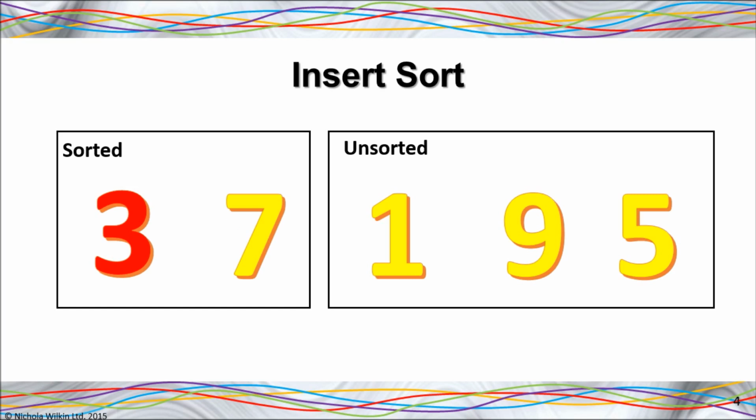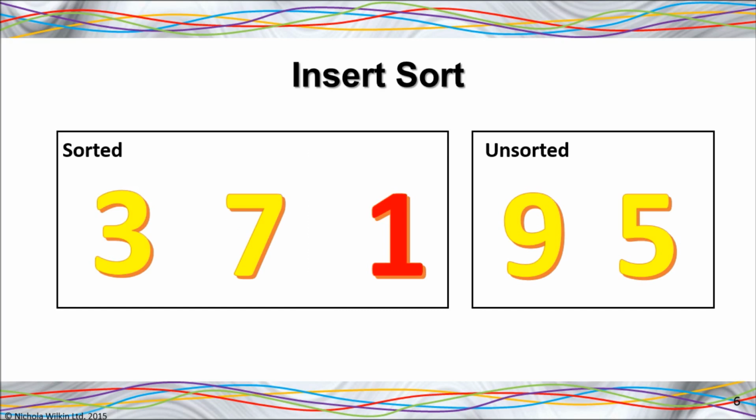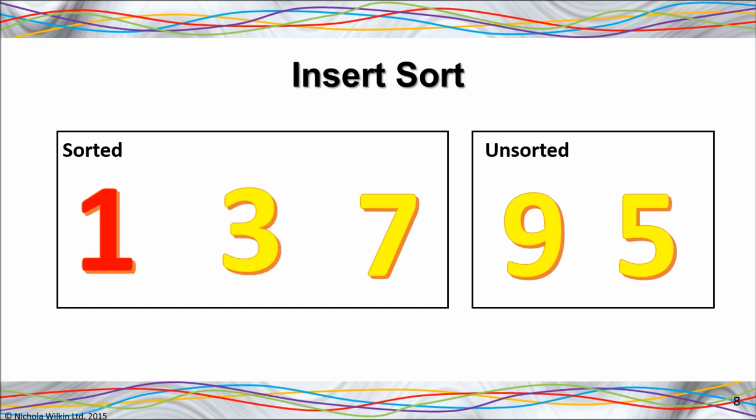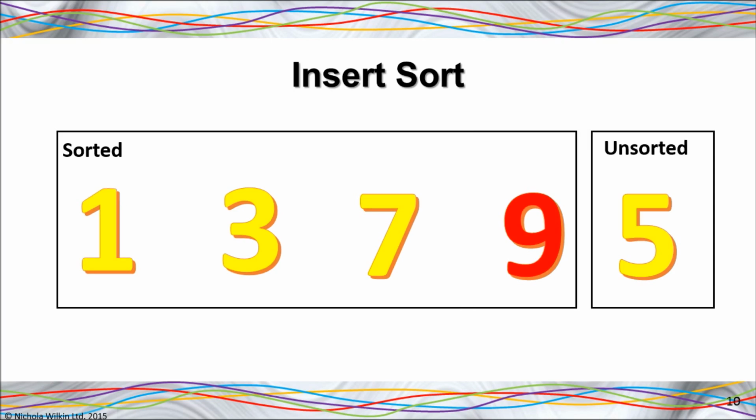Now the sorted section is correctly sorted, we move on to the next number of the unsorted section and bring that in. We need to compare the 1 to the 7, and as it's lower, we need to move that forward. Then we compare the 1 to the 3, and also, because that's lower, we need to move it again. It's important that you sort out the sorted section before you move on to the next number of the unsorted section. Now we need to bring in the 9. This is in the correct position already, so we don't need to do anything further.